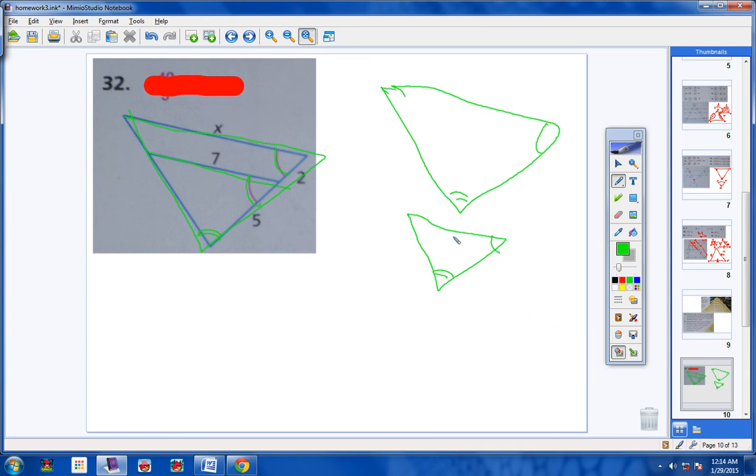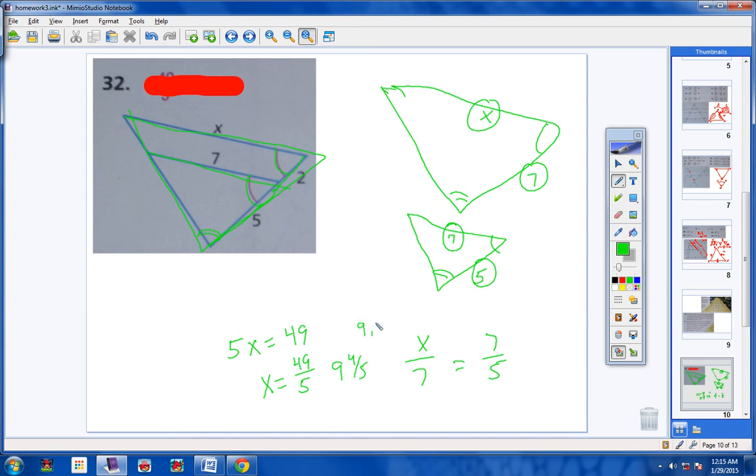So this side here is 7, this side here is X, this side here is 5, and what's this whole side right here? Well, from here to here is 5, from here to here is 2, so this whole side is 7. So I have X over 7 equals 7 over 5. Okay, we end up with 5 times X is 5X, 7 times 7 is 49. Divide both sides by 5, and you can put 49 over 5, or you could put 9 and 4/5, or you could put 9.8. Any of those are sufficient answers, okay?